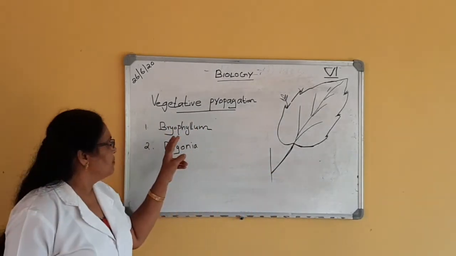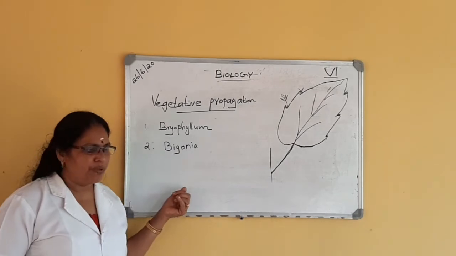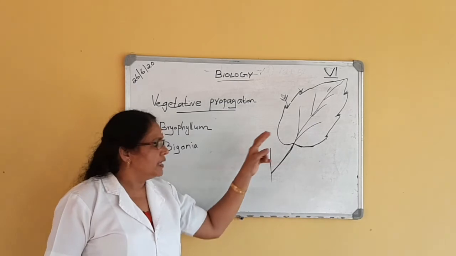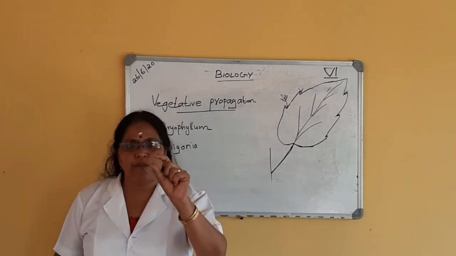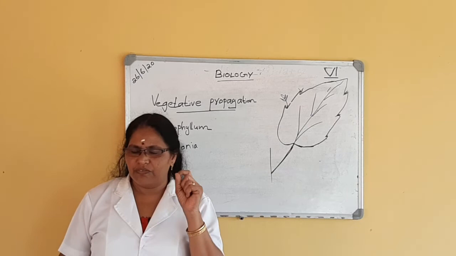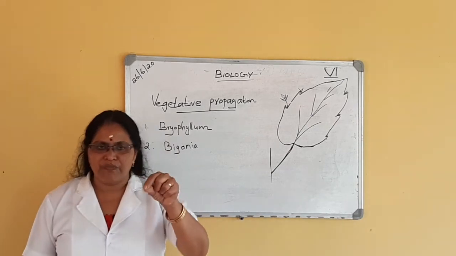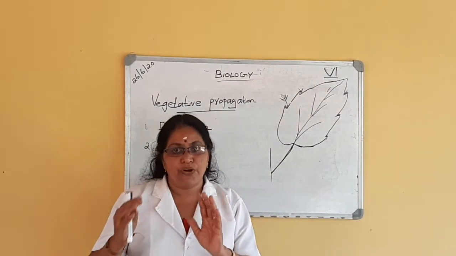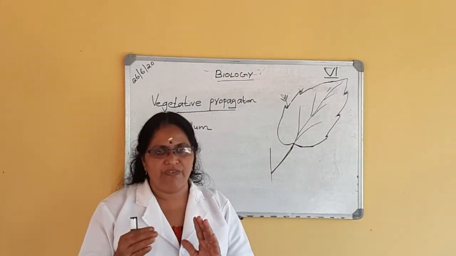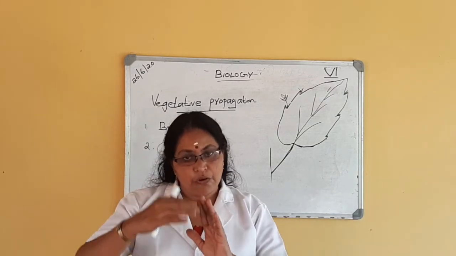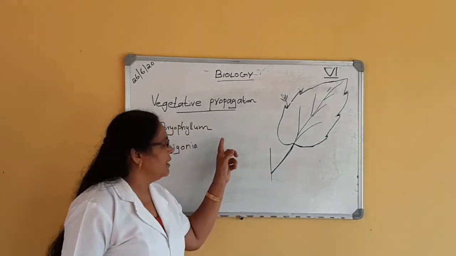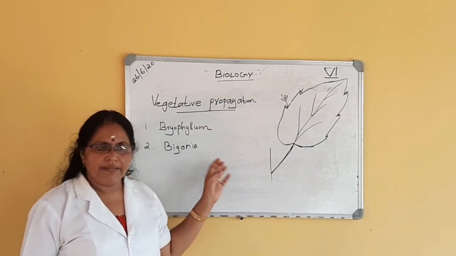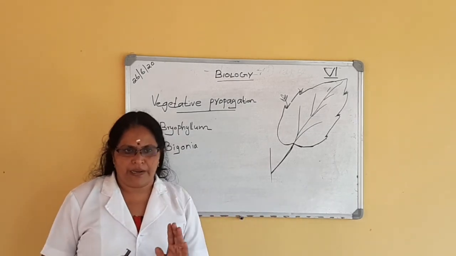So like that, bryophyllum. And another one is begonia. That is also a plant where the leaf produces the new plants. You studied bryophyllum last year, and one more example given in your textbook is begonia. Here the leaf produces the new plant, from the sides of the leaf. That plant then grows into a new plant.